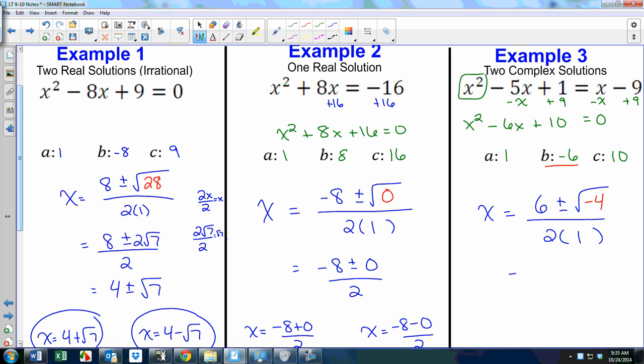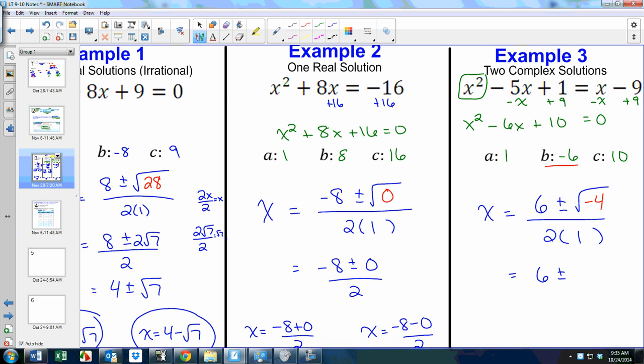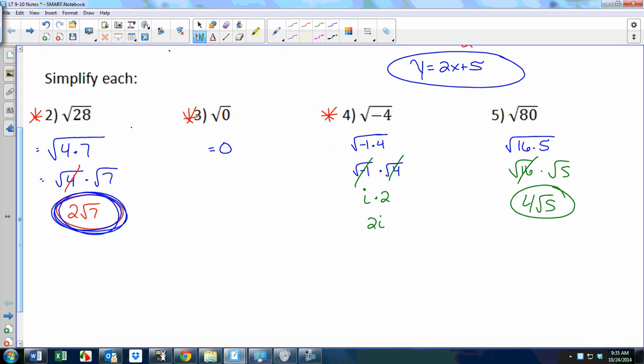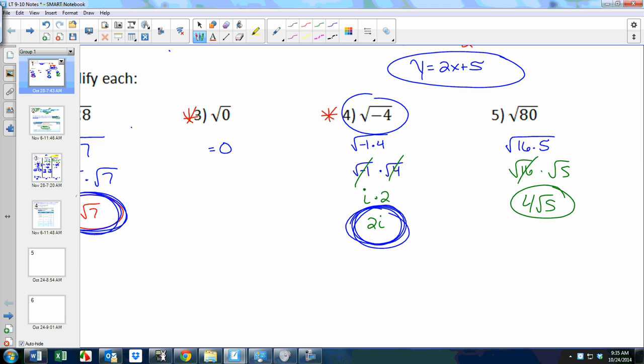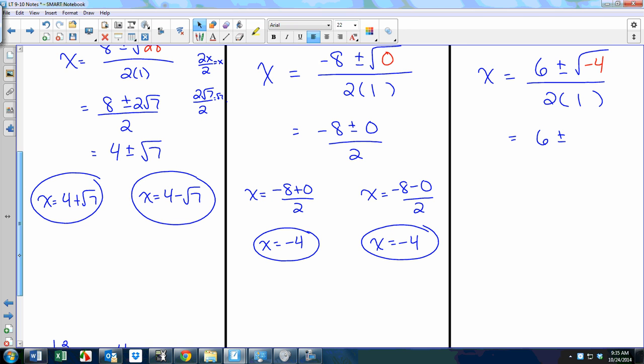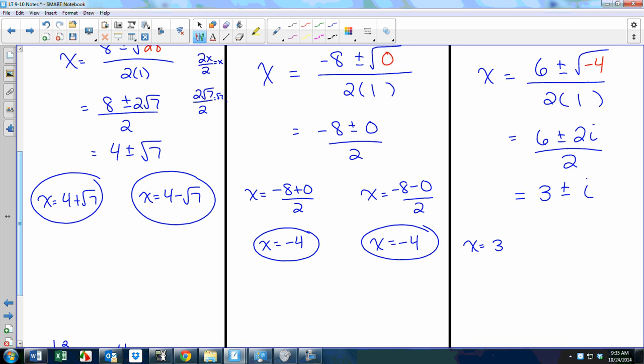Example 3, let's finish it. 6 plus or minus, if we look back at bell work, the square root of -4. The square root of -4 was 2i. So we'll use that here. 6 plus or minus 2i divided by 2. Two things being divided by 2. So 6 divided by 2 turns into 3. The 2i divided by 2 turns into i. And your answers are 3 plus i and 3 minus i.